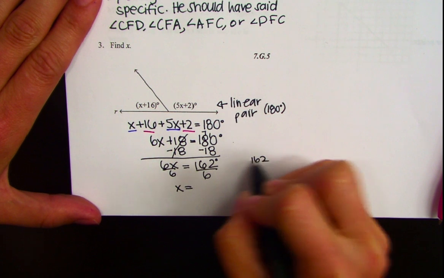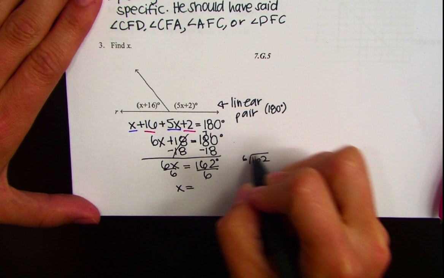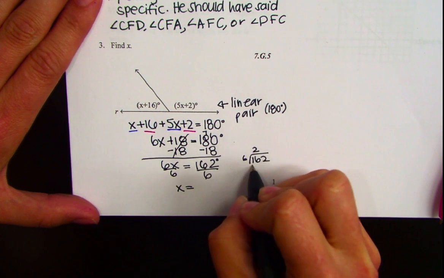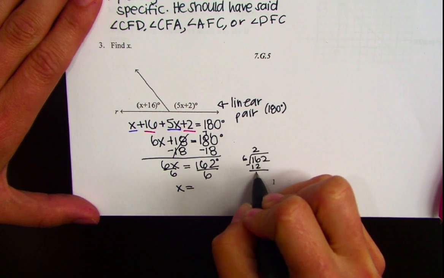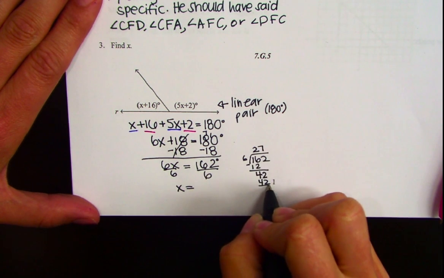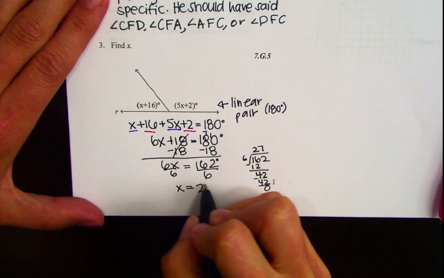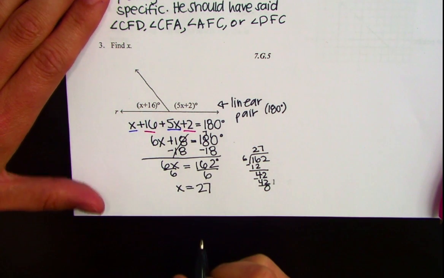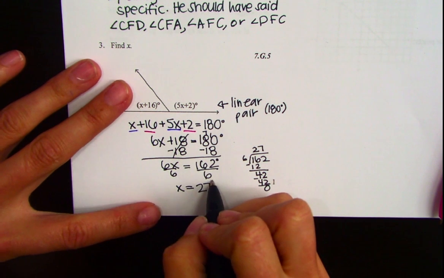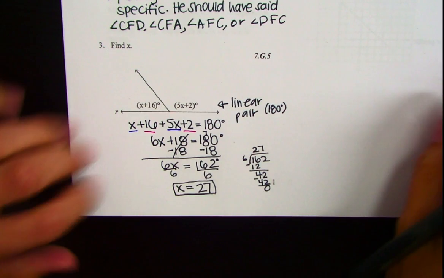162 divided by 6. 16 divided by 6 here gives us 2. 2 times 6 is 12. Subtract, 42 divided by 6 gives me 7. So 162 divided by 6 is 27. So x is equal to 27. Okay.